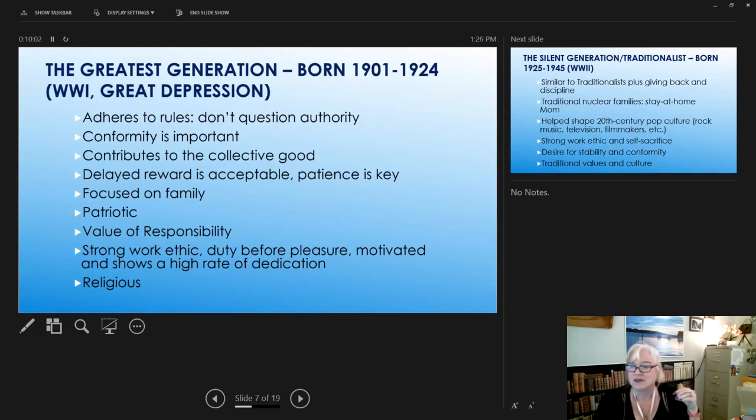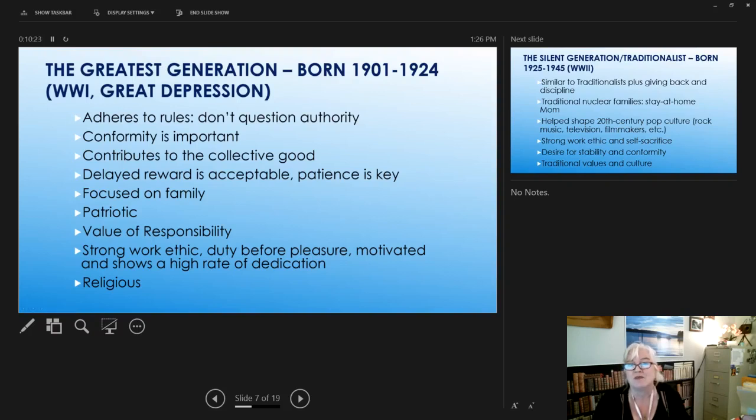Different generational belief system. They believe in contributing to the public good, and delayed rewards is okay because as long as you're patient, when you do good things, it will come. We're very focused on family, and they were patriotic and very responsible. Responsibility was a key feature in their work life.